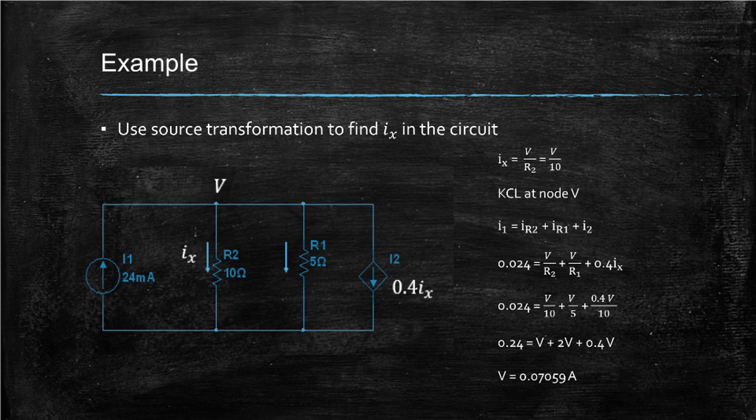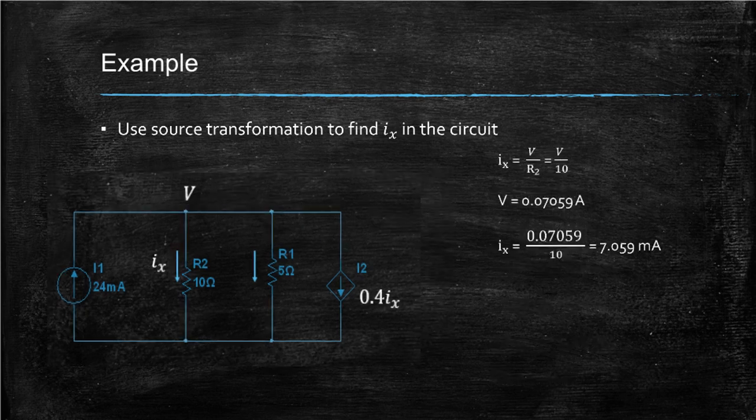Now we can find the KCL at node V. This helps find the value of node V since it's the only node we have to find. Now that we found the node voltage value, we can find the value of Ix. Ix was found to be 7.059 milliamps.